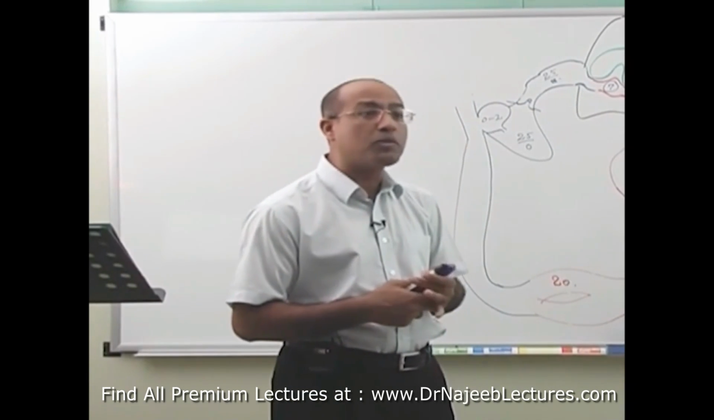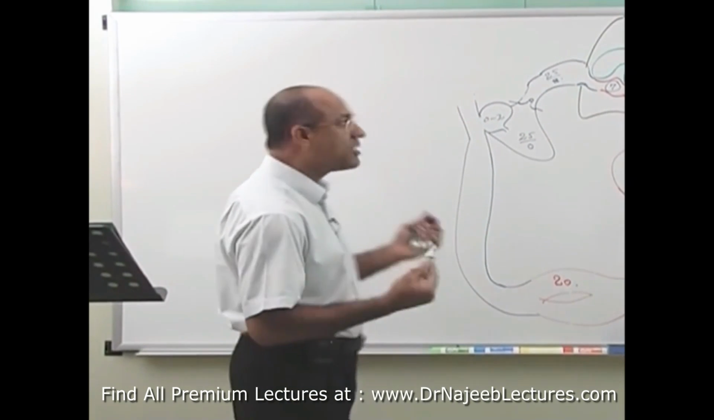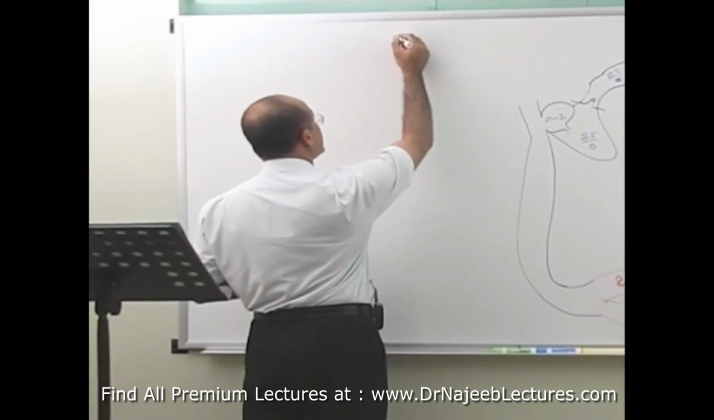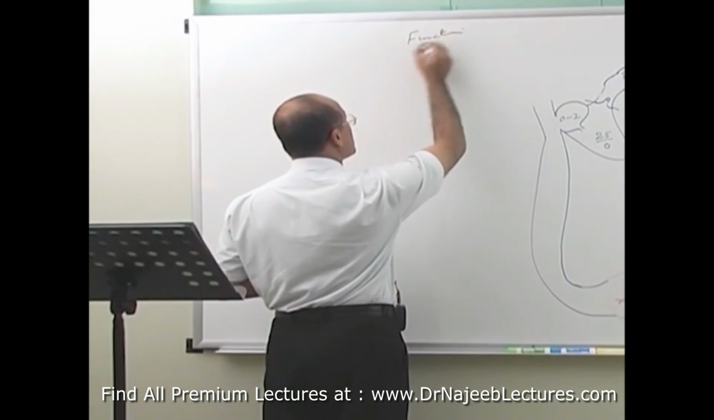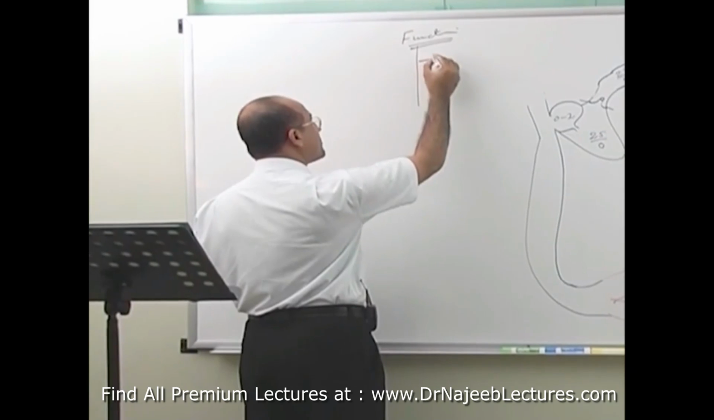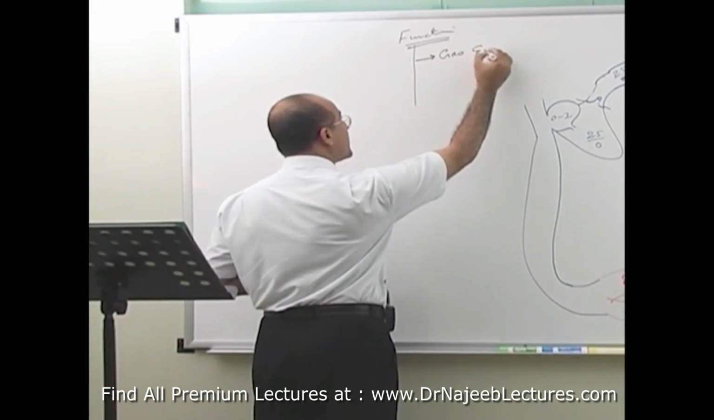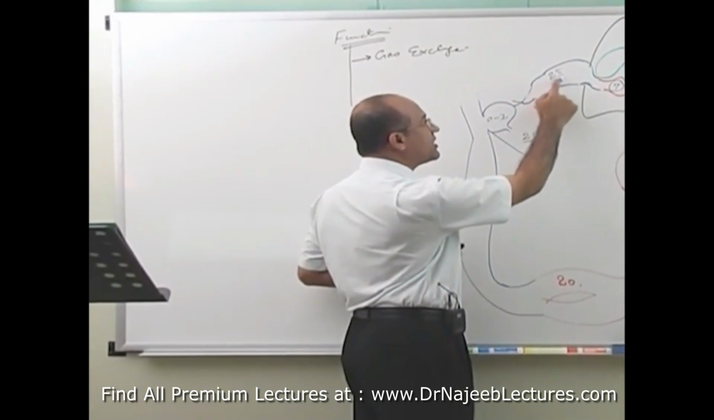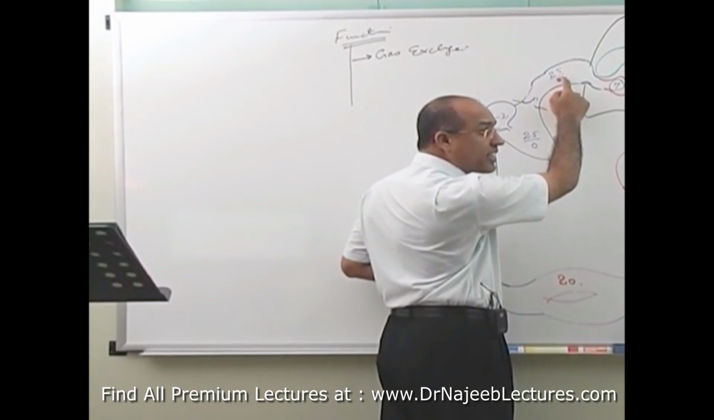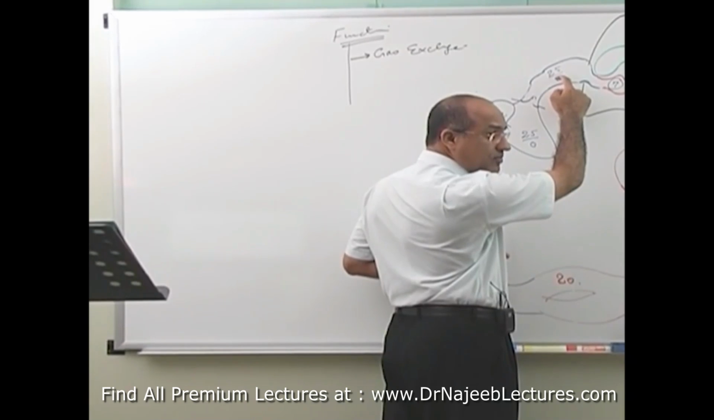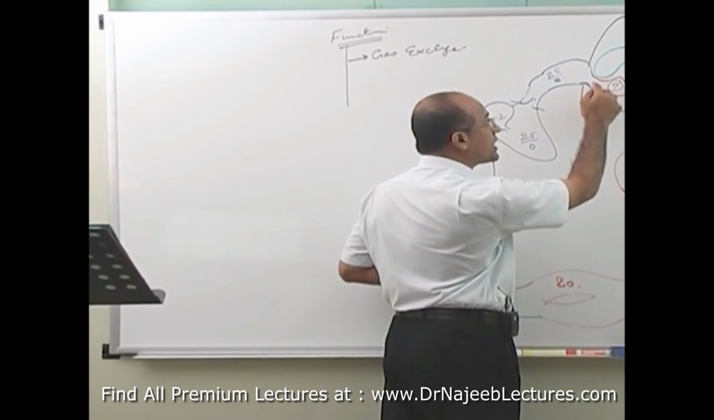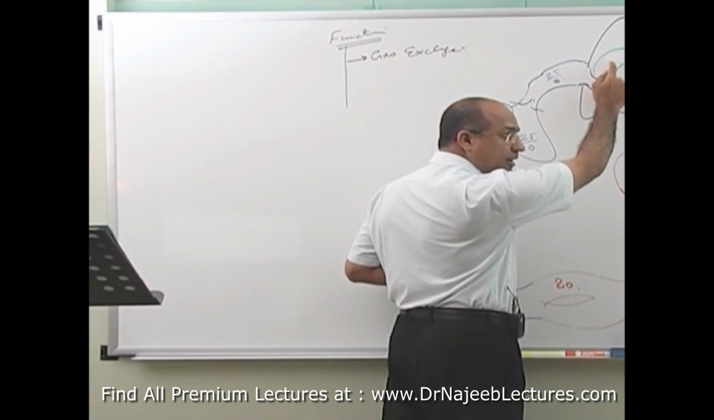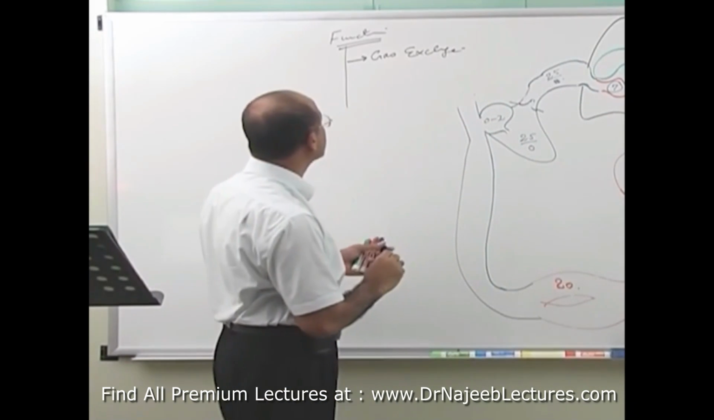Basic functions of the pulmonary system, right? Functions of pulmonary circulation. One function everyone knows, that is gas exchange. Everyone knows that blood which is coming from here is rich in carbon dioxide and poor in oxygen in the pulmonary artery, and of course you know that carbon dioxide will leave to the alveoli and oxygen will be taken up. That is gas exchange.